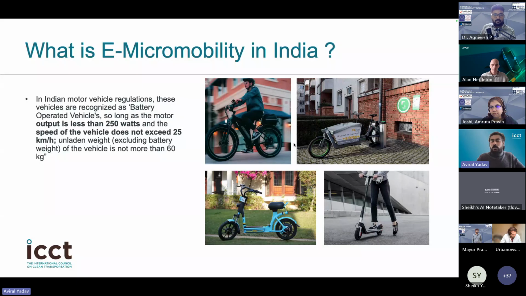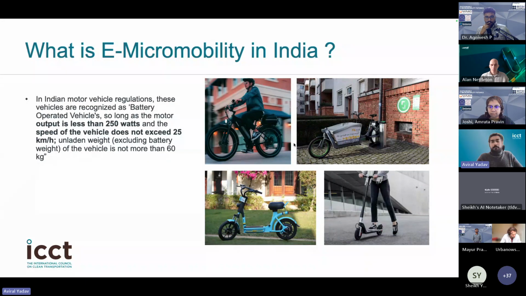According to the Central Motor Vehicle Regulation, these are called battery operated vehicles, as long as the output of the motor is less than 250 watts, and the speed is less than 25 kilometers per hour. These are just termed as battery operated vehicles, and you don't need to register them. You don't need a license to operate them. You don't need to wear a helmet, and you are not penalized for anything. So that was one of the reasons.